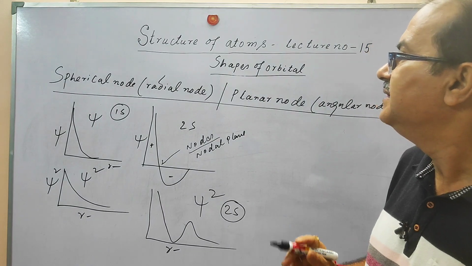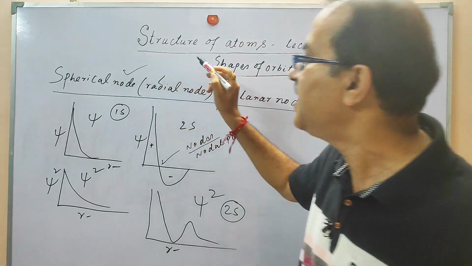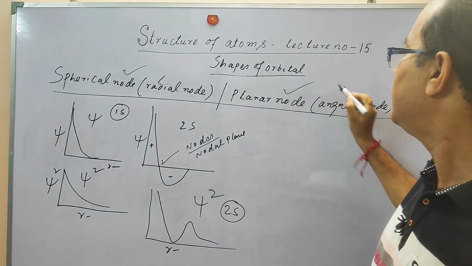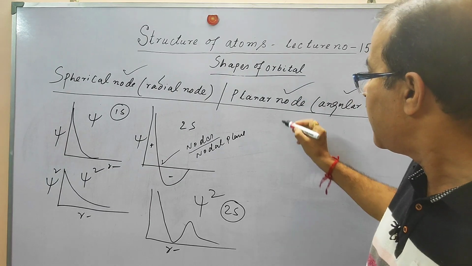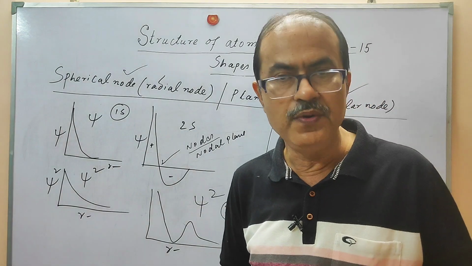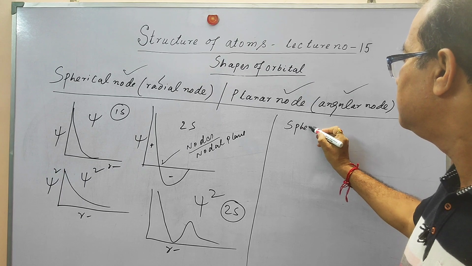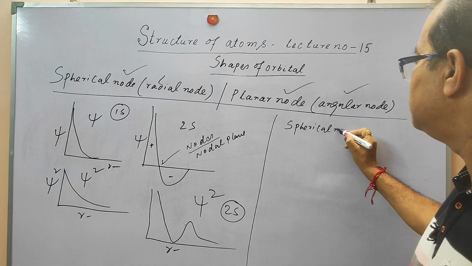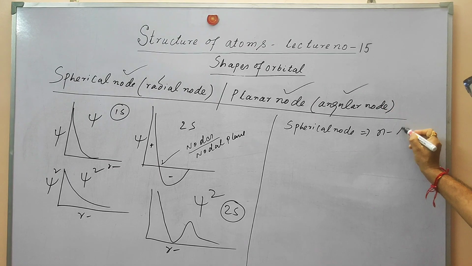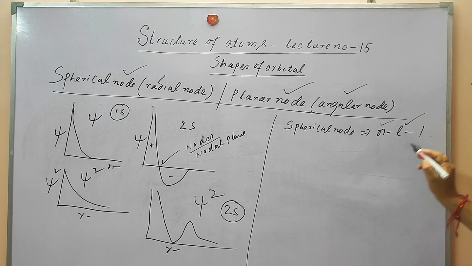Okay, and there are two types of nodal planes. One is spherical nodes, which is also called the radial nodes, and another is planar nodes or angular nodes. And now we will understand how we are able to calculate this. For the spherical node, it is given by this formula: n minus l minus 1. n is the principal quantum number, l is the azimuthal quantum number.